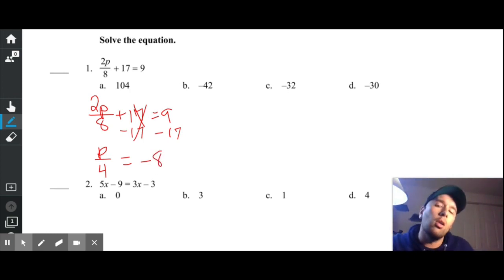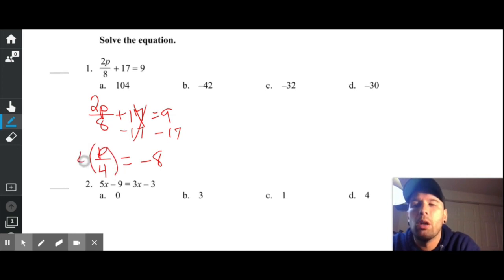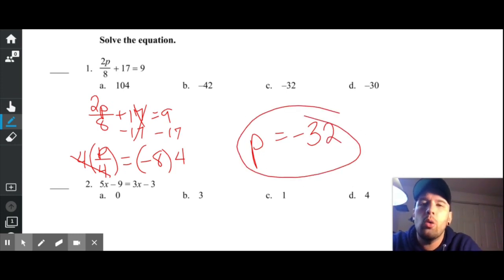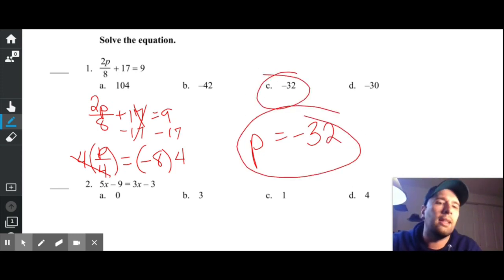In order to get p all by itself, we have to multiply both sides by 4. That crosses out. p equals negative 32, which gives us C. All right, problem 1, done. Problem 2.